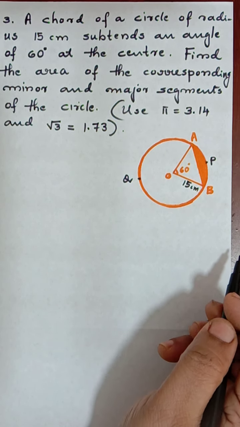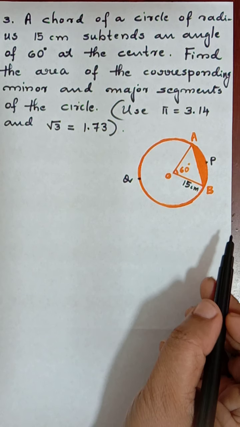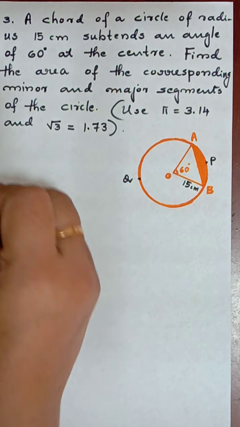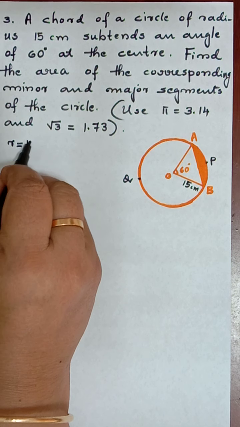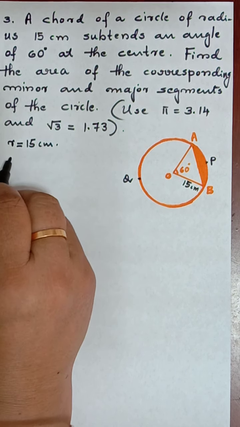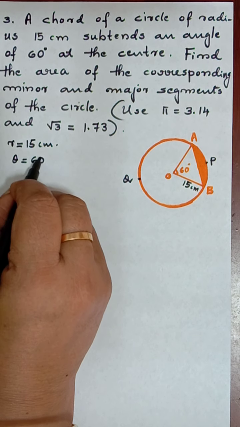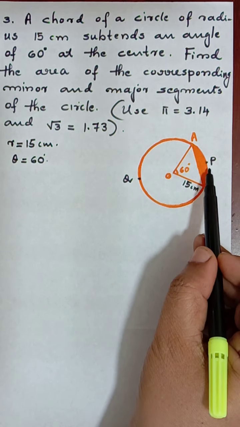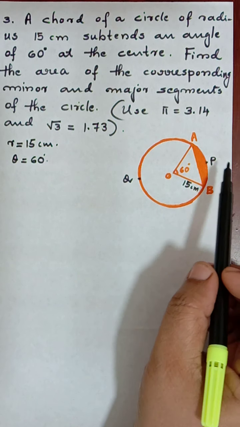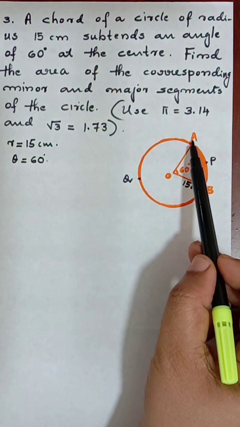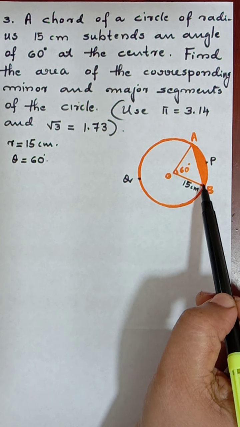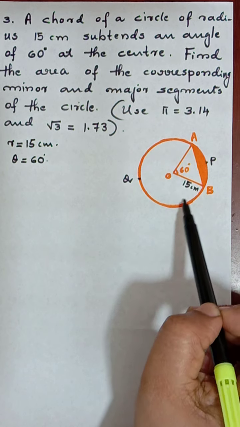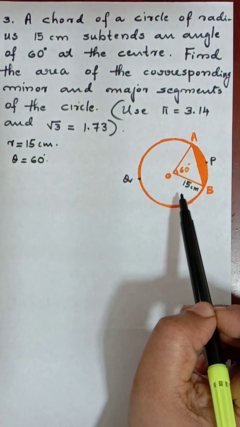It is a repetition of previous questions, but the values change. Let us see how to do this. First we will write what the radius is equal to. Radius equals 15 centimeter. Central angle theta is equal to 60 degrees. I have taken one point P on minor arc AB. So the corresponding minor segment is this orange portion. Major segment means the remaining white portion.